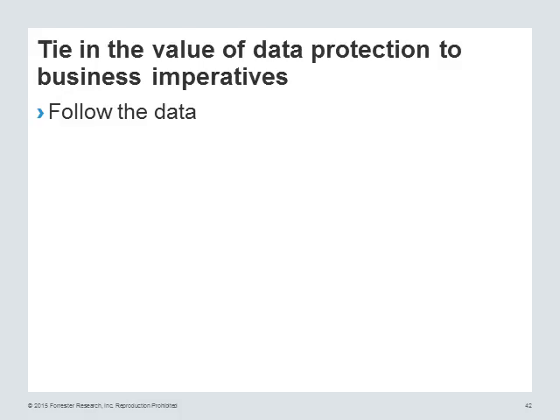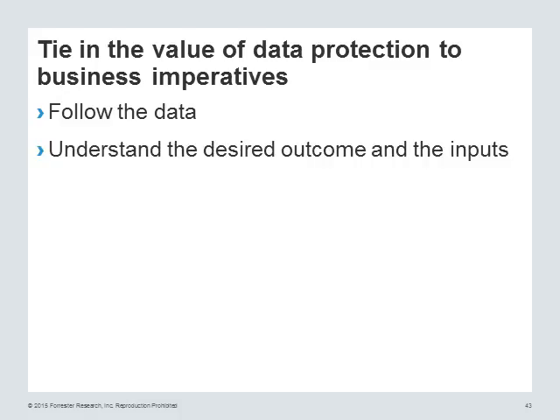And all right, so tying in the value of data protection to these various business imperatives that we have, a couple of tips to keep in mind when you do this. We have to remember that, first of all, it's really all about the data. So follow that and start at this point. And with the data, we have to understand, well, what's the desired outcome of this particular business imperative, this project, this initiative, and what are some of the inputs that go into it? So what is this plan or approach that the company or that the business unit has to get to this outcome?